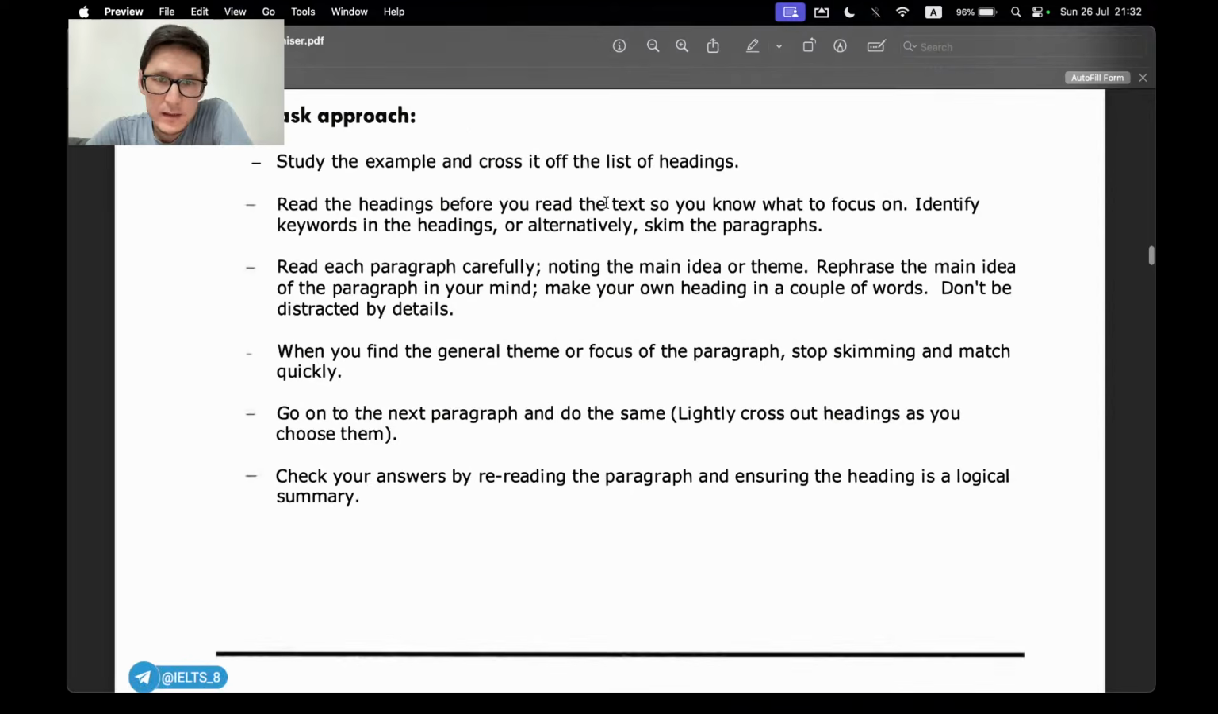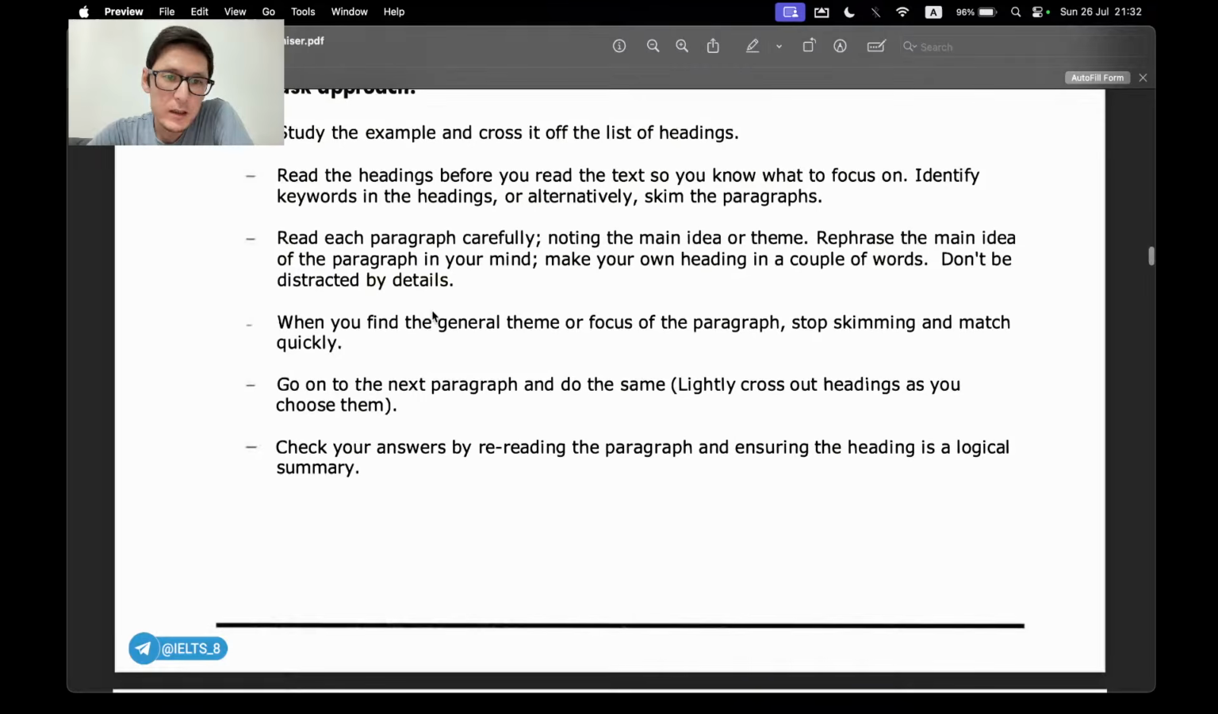Read the headings before you read the text so you know what to focus on. Identify keywords. Skim the paragraph. Read each paragraph carefully, noting the main idea or theme. Rephrase the main idea. Make your own heading. Don't be distracted by details. When you find the general theme or focus of the paragraph, stop skimming and match quickly.